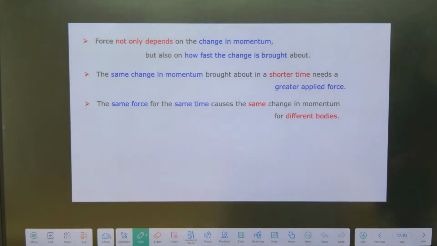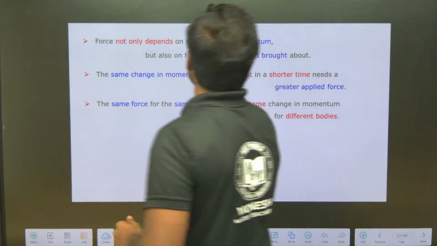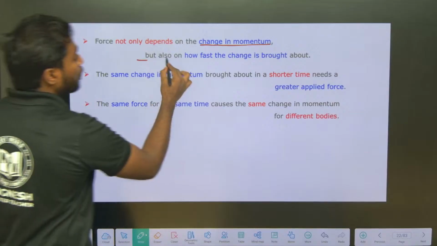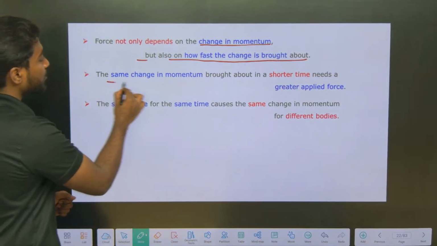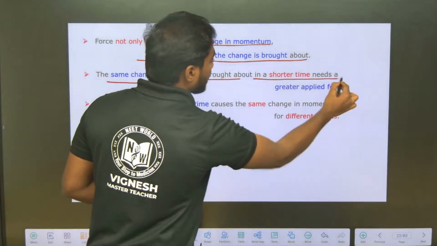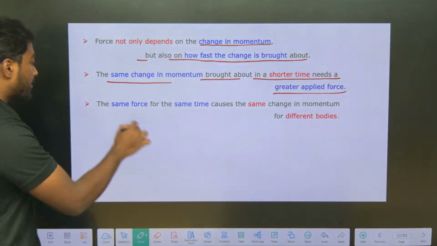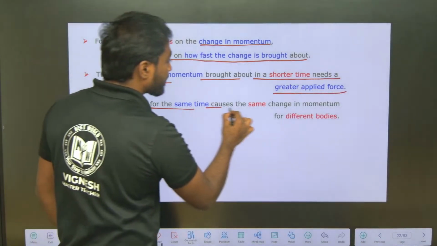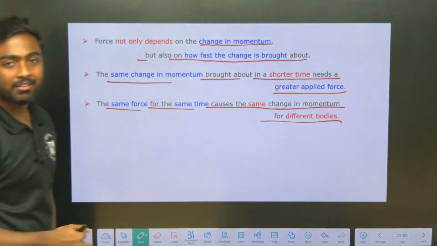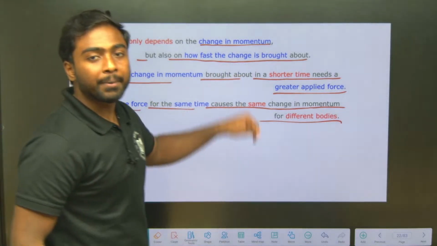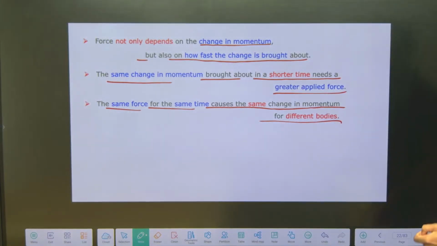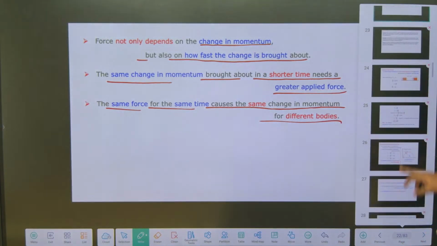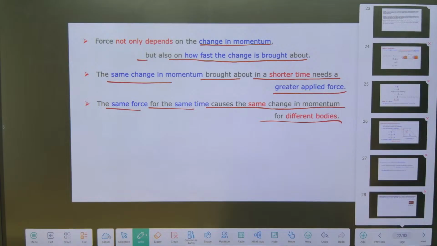Yes. So force not only depends on the change in momentum, but also how fast the change is brought about. The same change in momentum brought about in a shorter time needs a greater applied force. The same force at the same time causes the same change in momentum for different bodies. That's the thing we have seen in the previous 3 slides, the examples, right? I guess it's clear. We'll go for the next one.